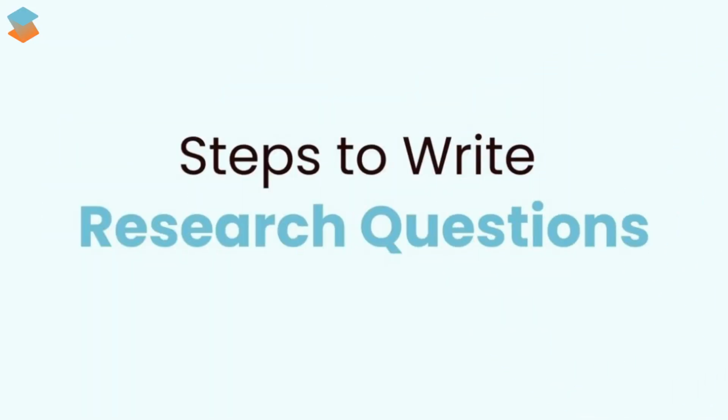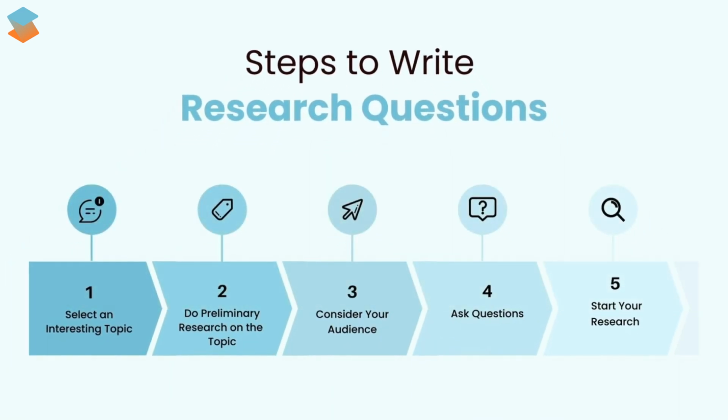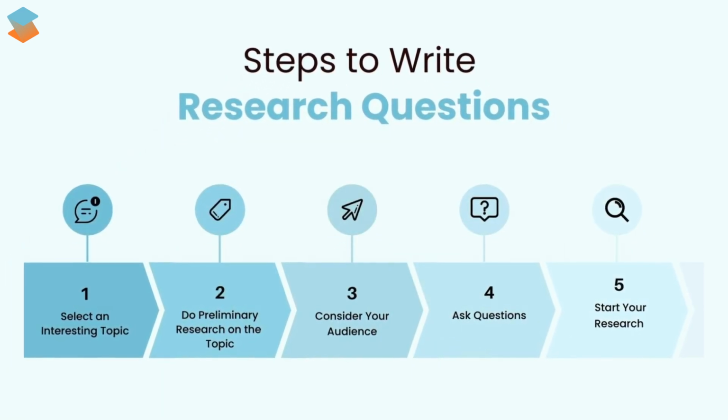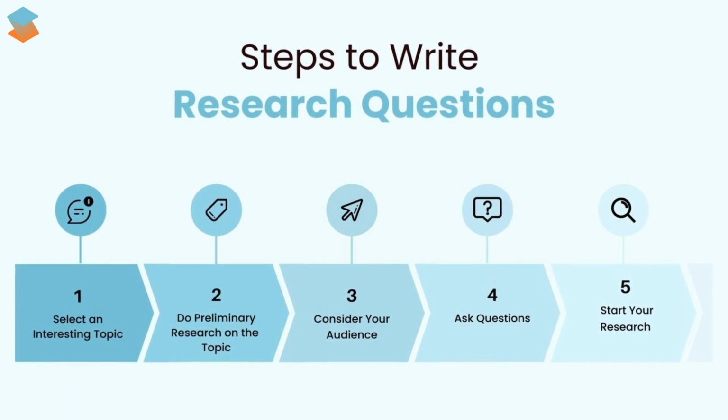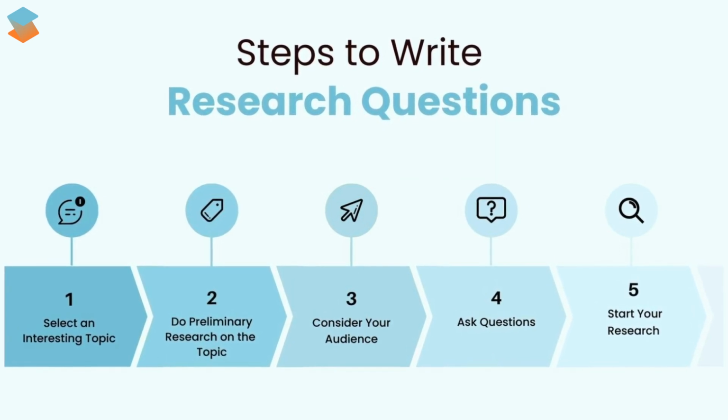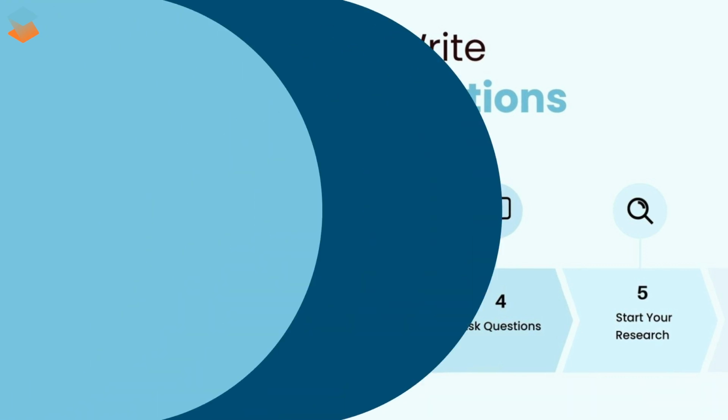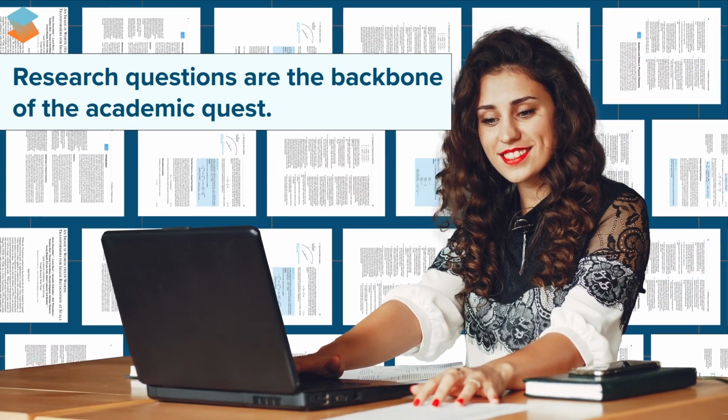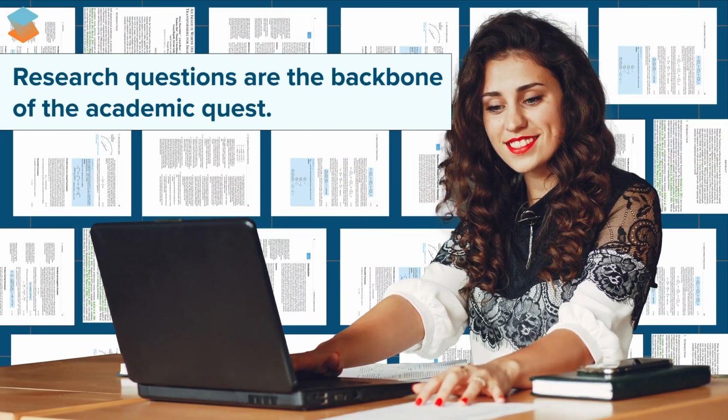Steps to write research questions: select an interesting topic, conduct preliminary research on the topic, consider your audience, ask questions, start your research. They guide your journey, shape your methodology, and lead to meaningful discoveries.